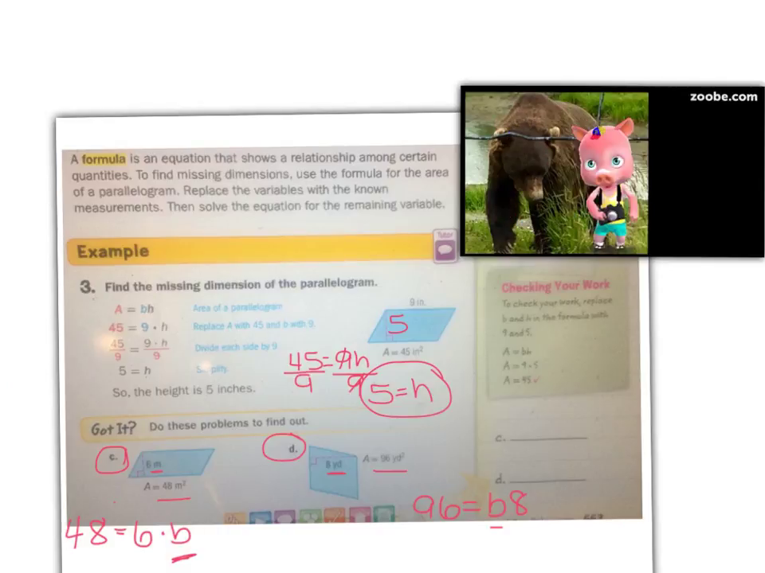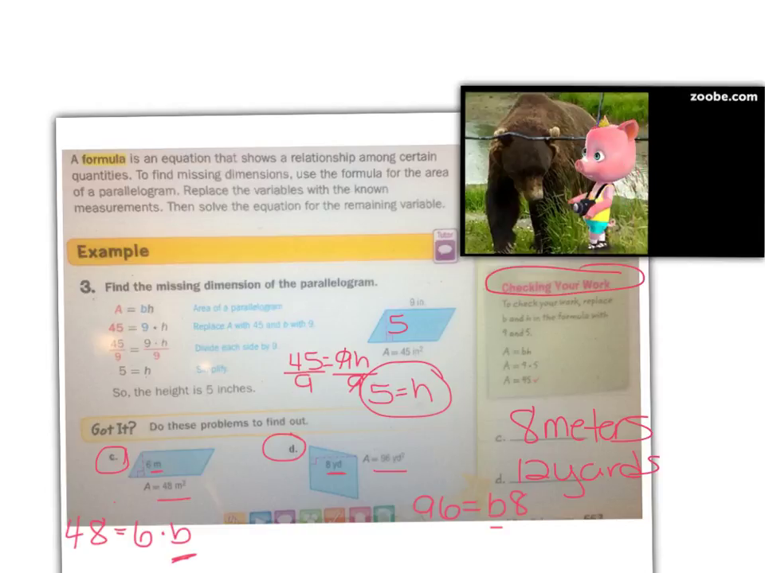Oh no, there is a bear. I really better hurry. Okay, the answer to C is 8 meters, because 6 times 8 is 48. So that means the base must be 8. For D, your answer should have been 12 yards. The base would be 12, because 12 times 8 is 96. If you are confused as to how I got those answers, please stop your teacher at this point and ask for more help. Wish me luck in getting away from the bear.